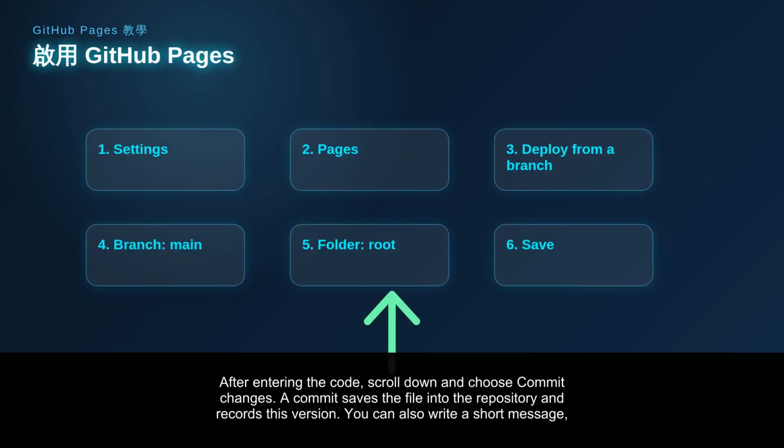After entering the code, scroll down and choose Commit Changes. A commit saves the file into the repository and records this version. You can also write a short message, such as Add Index Page, so the history is easy to understand.